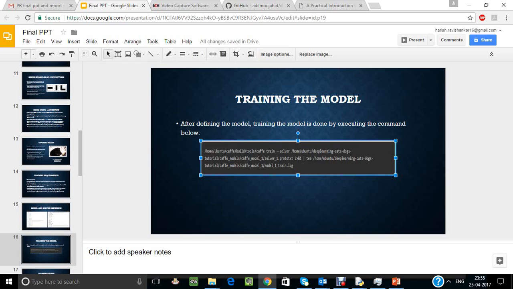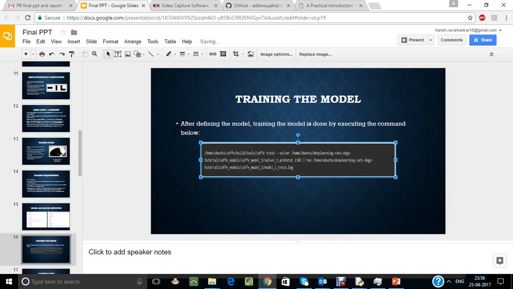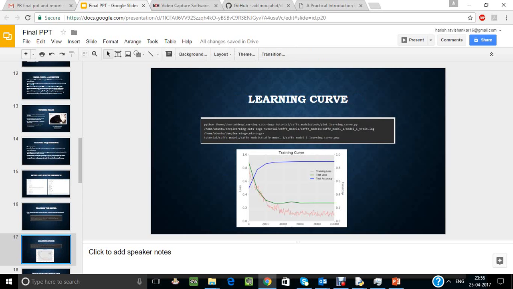After we define our model and we define our solver, we fire the following command in Ubuntu to get the model going. This trains the model on 25,000 images, and it saves the results of this training in a log file called model_1.train.